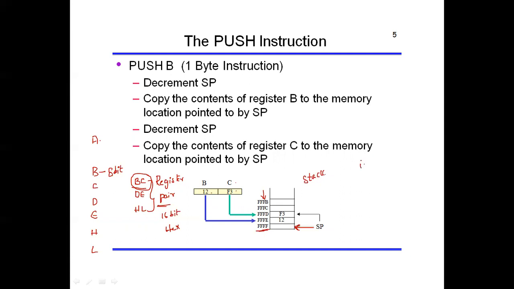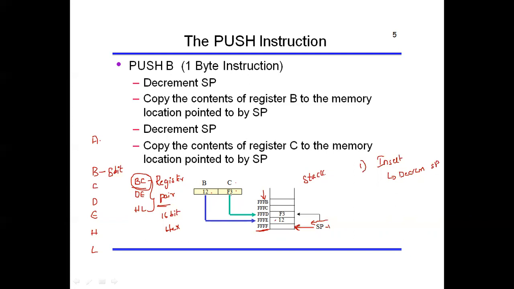So the first point: when we are going to insert any element, first we have to decrement the stack pointer. So here what I have done, the stack pointer is initially FFFF. Now we are going to decrement by 1, and the stack pointer will be pointing to the next location. B is the higher order, C is the lower order, like HL. So now B data, the 12, is placed onto FFFE.